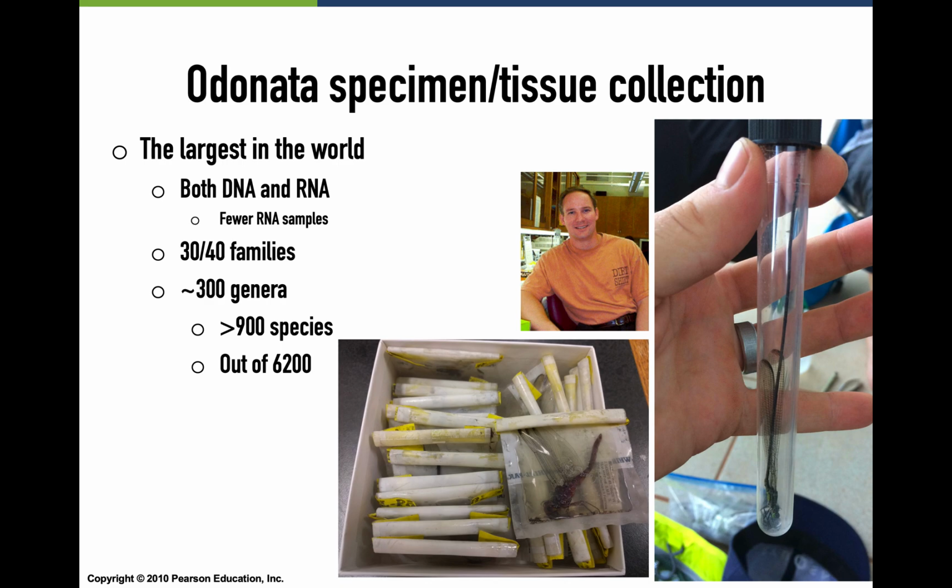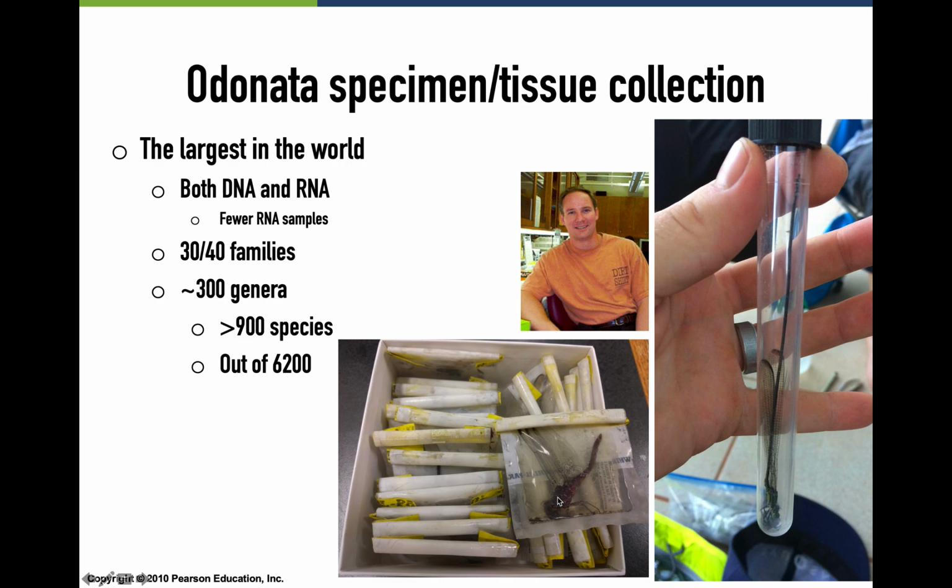We also have the largest tissue database in the world for both DNA and RNA. You guys know what these are now, right? And almost all families are present here now. This needs to be updated. And there are about 300 genera and 900 species in the collection. And this was started by Dr. Whiting, and I've been carrying it out since.